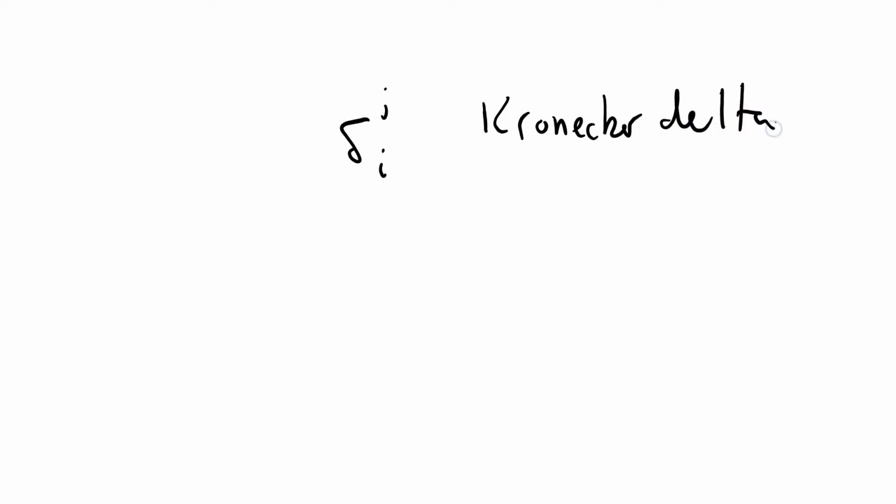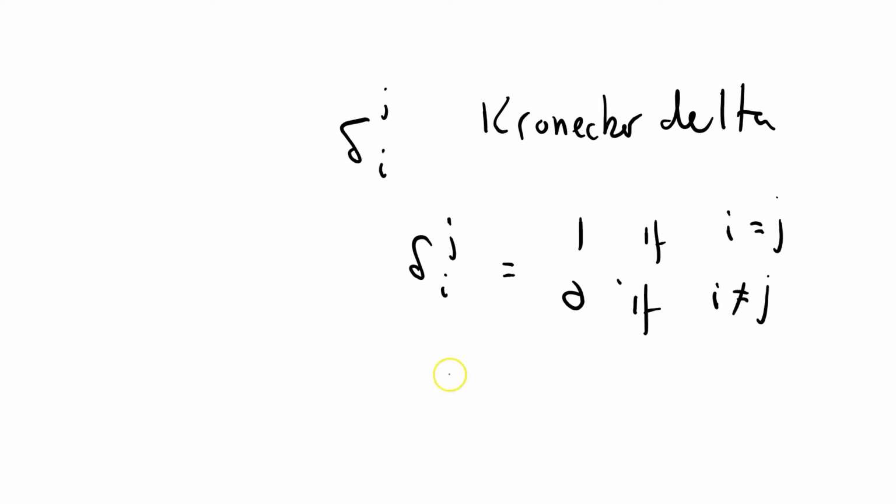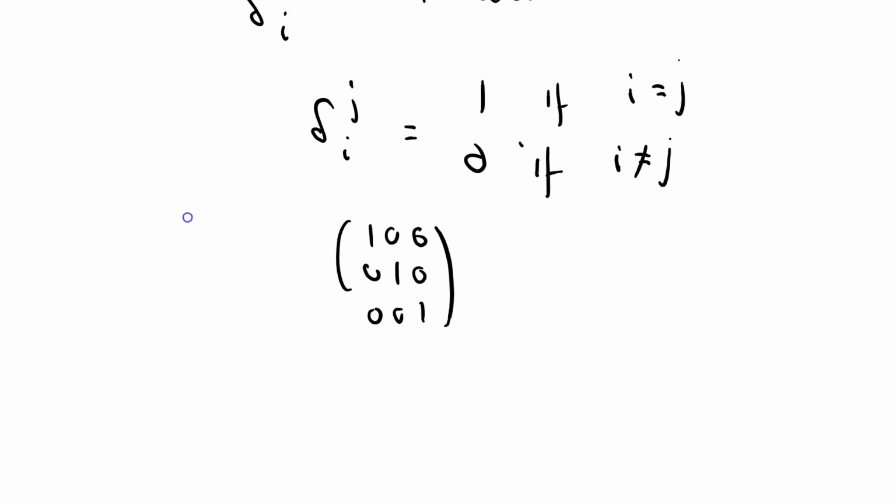General relativity step by step. We've seen the Kronecker delta before. This is just the identity matrix. Delta ij equals 1 if i equals j, and 0 if i is not equal to j. So it's just the identity matrix. It's 3 by 3 here, but it can be any size.